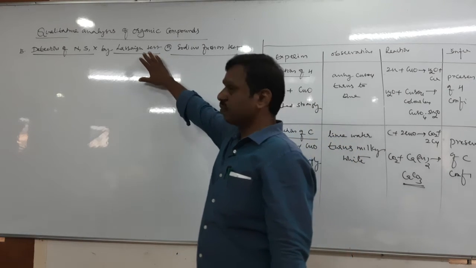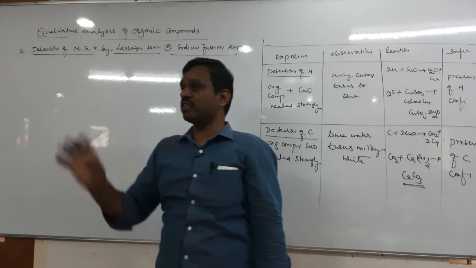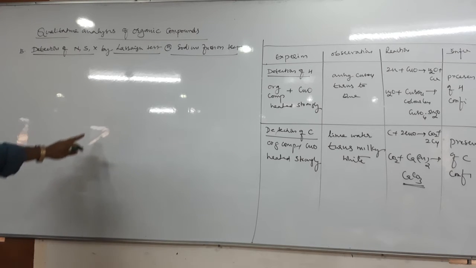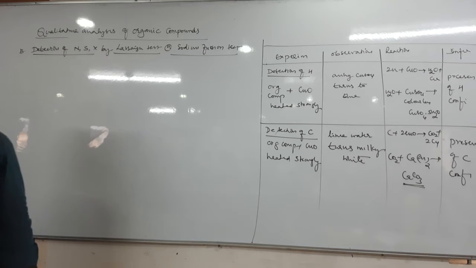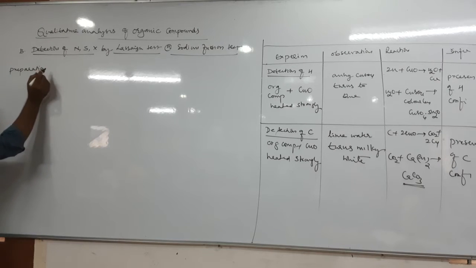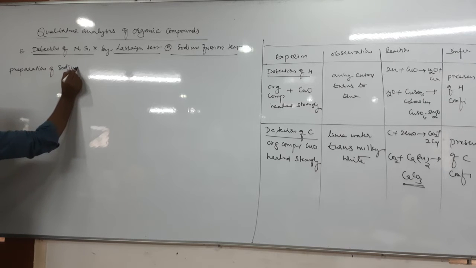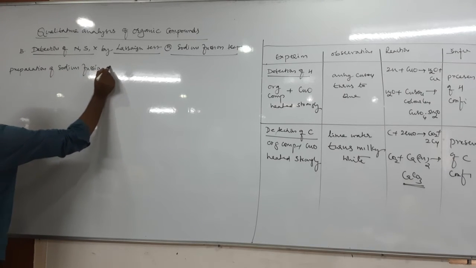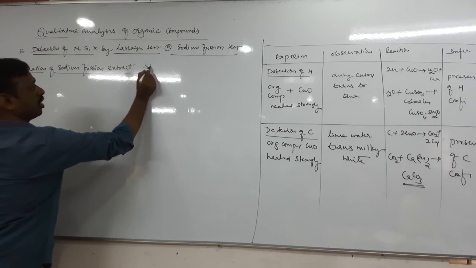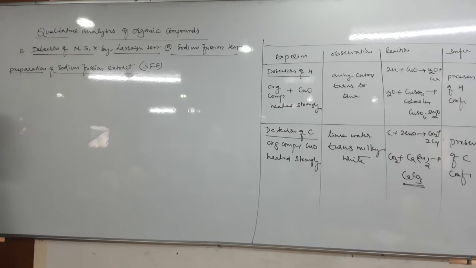So the preparation of sodium fusion extract is the first step. By taking the sodium fusion extract, you can detect nitrogen, sulfur and halogen separately. Therefore the first step is preparation of sodium fusion extract. It is called SFE, sodium fusion extract. So how do you prepare sodium fusion extract? Okay, see here.